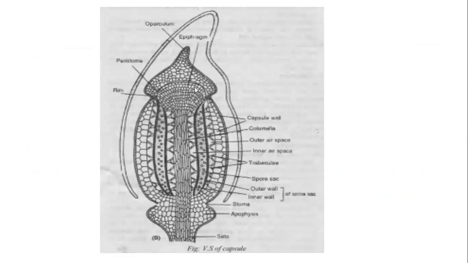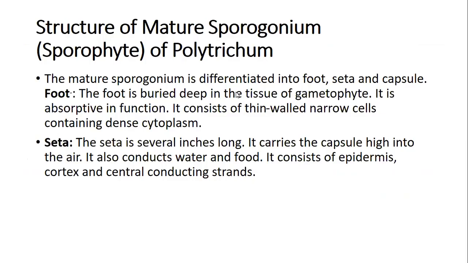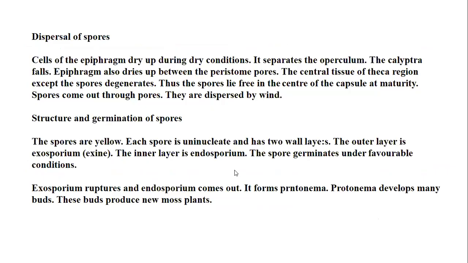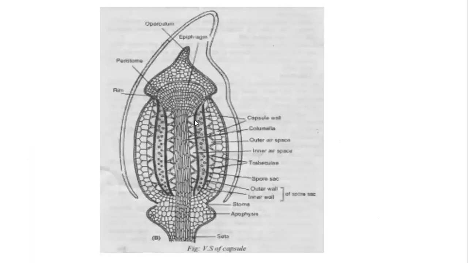These peristomial teeth are present in two rows. This is the first row and this is the basal row. There are around 32 peristomial teeth. This is a very important point. Please remember it, as it is often asked in competitive exams. The number of peristomial teeth in the operculum part of the capsule is 32. They are arranged in two rows, 16 in the upper row and 16 in the lower row. The ring of peristomial teeth, this rim and the shape of this operculum play a role just like a lid. So this is regarding the structure of the capsule.